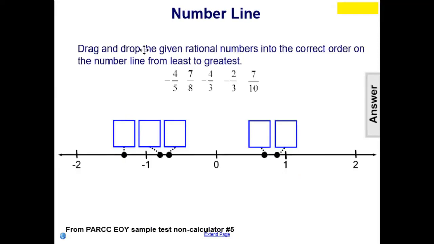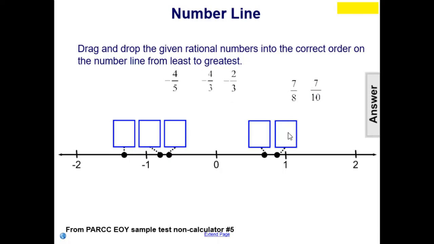We can also place numbers even when we see that they are between two integers, such as negative 2 and 2. We can zoom in on our number line. So first, let's deal with our positive numbers, the ones to the right of 0. So that would be 7 over 8 and 7 over 10.